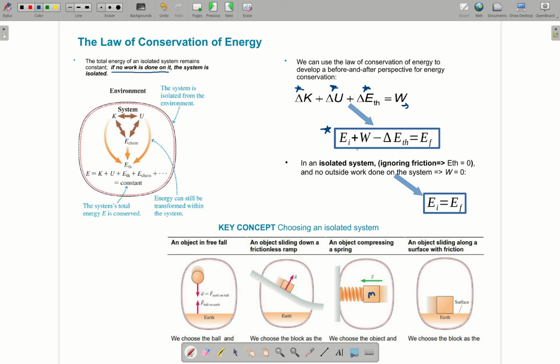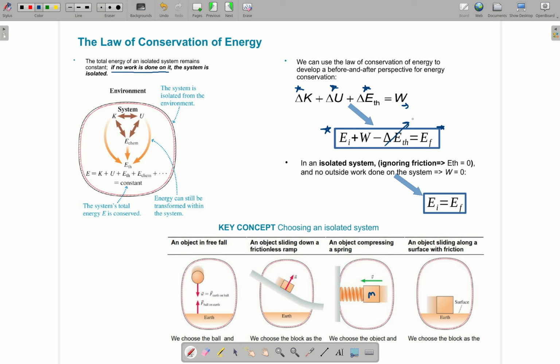So what we're going to write down is the initial energy, where we will be adding all the initial energies. It could be kinetic, potential, spring potential, depending on the situation, plus the work done on the system, if there's work done on the system, minus any energy change to thermal energy, will be equal to final energy. Work here would be if someone outside is doing some work on the system, and thermal energy will generally be energy conversion due to friction. This will be our general equation here.